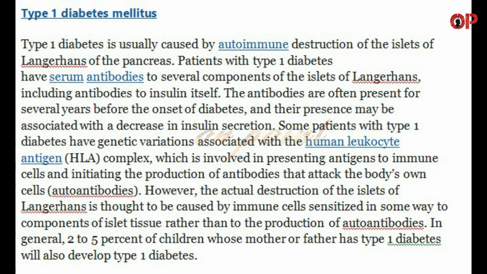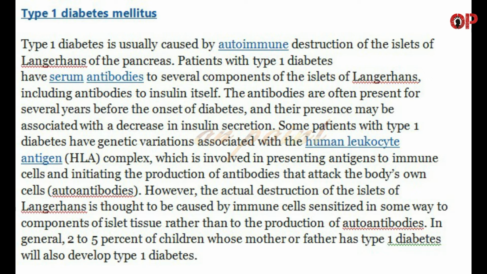Some patients with type 1 diabetes have genetic variations associated with the human leukocyte antigen, HLA, complex, which is involved in presenting antigens to immune cells, and initiating the production of antibodies that attack the body's own cells, autoantibodies. However, the actual destruction of the islets of Langerhans is thought to be caused by immune cells sensitized in some way to components of islet tissue, rather than by the production of autoantibodies.